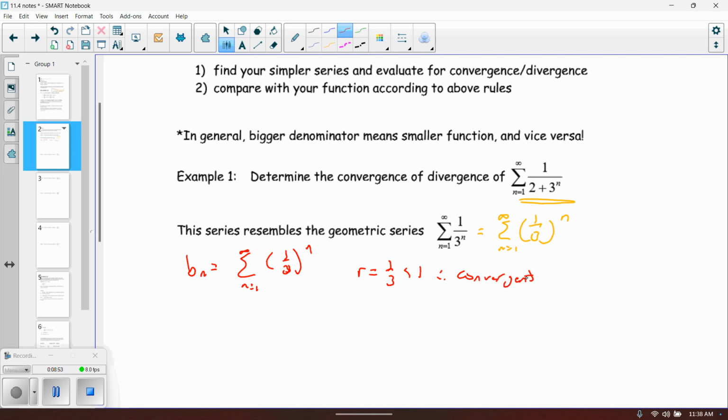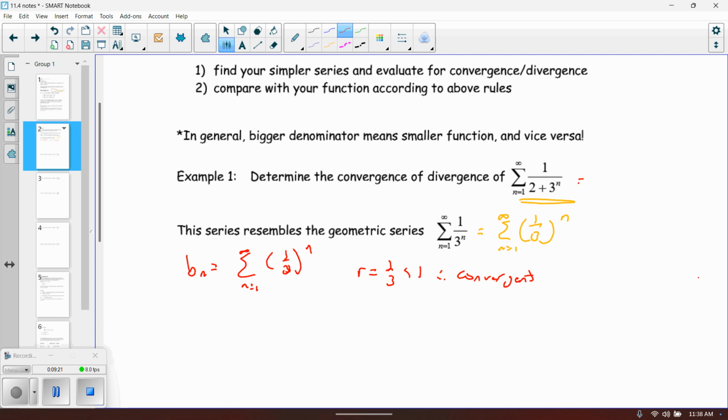So the one I picked, I know is convergent. Now, why did I pick that one specifically? Because I know that 1/3 to the n is greater at all times than 1 over 2 plus 3 to the n, because the extra 2 in the denominator of the one that's given to us is going to make our denominator bigger, which makes the whole fraction smaller. And you have to state that.